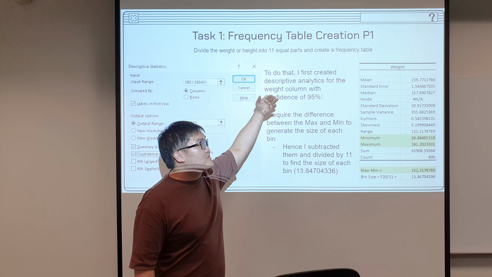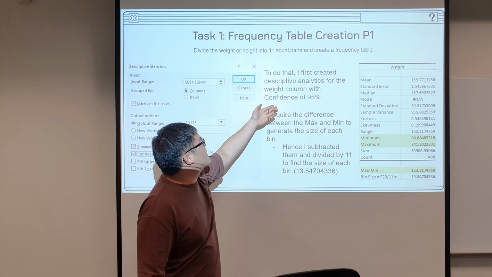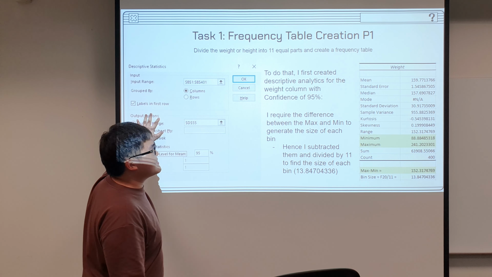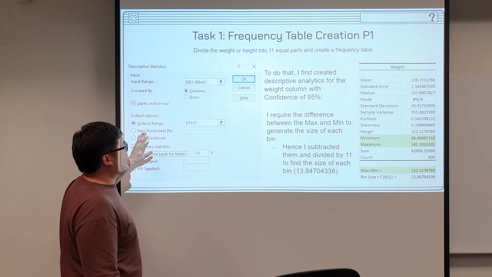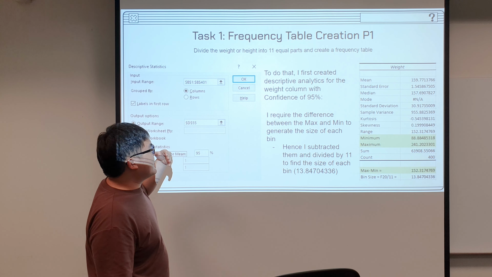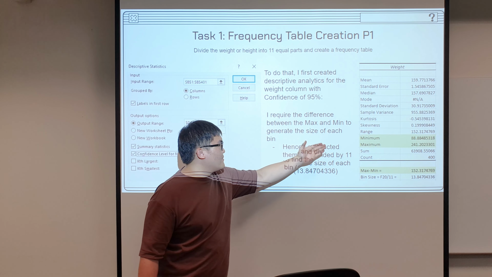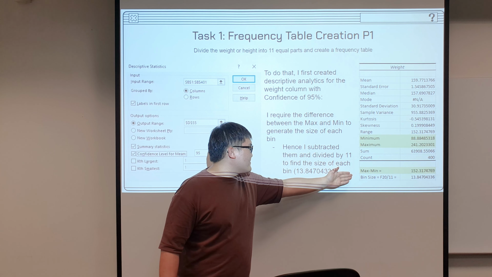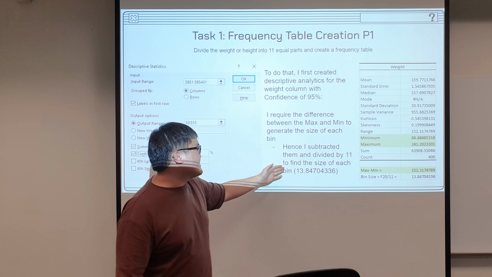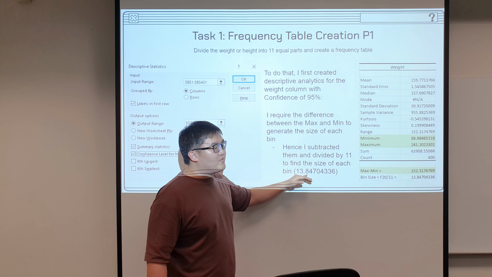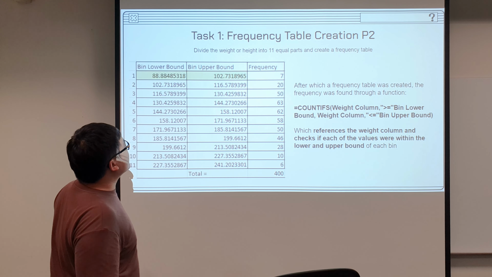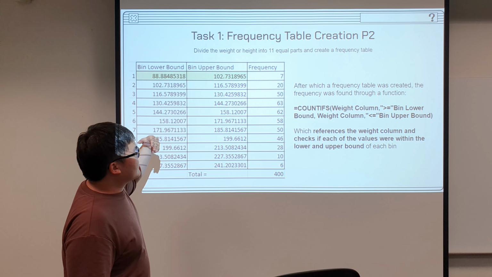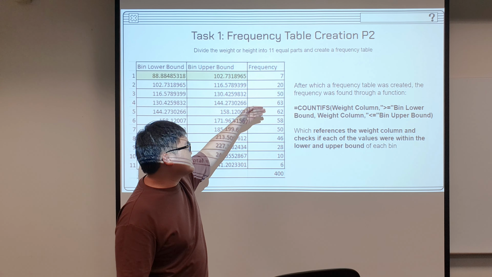After that, I divided the weight into 11 equal parts to create a frequency table. To do that, I first created descriptive analysis for the weight column with a confidence of 95%, as I required the difference between the max and min to generate the size of each bin. So I had to subtract them and then divide by 11, just to find the size of each bin, which happens to be 13.84.